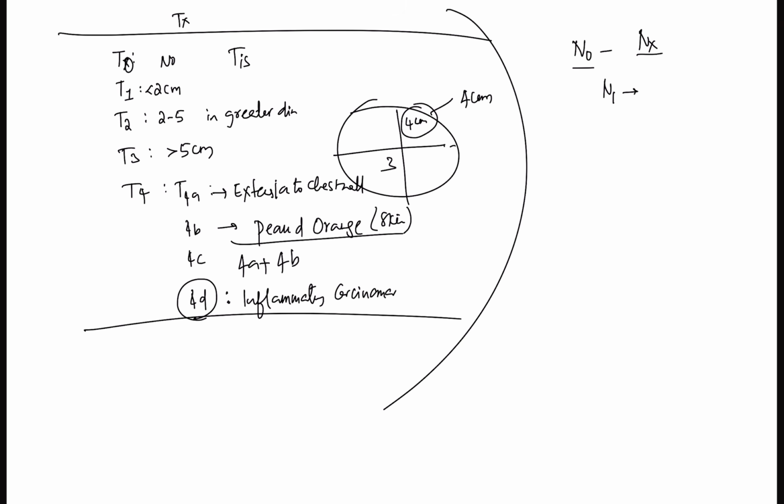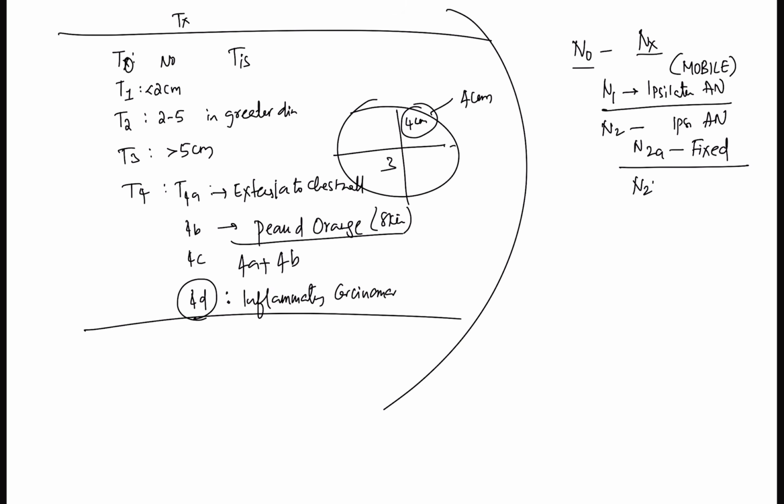N1 means metastasis to ipsilateral axillary lymph nodes. N2 means metastasis to ipsilateral axillary lymph nodes only, but in N1 these lymph nodes are mobile. In N2, there are segments like 2A. That means they are fixed to one another. It is again ipsilateral axillary lymph node, but they are fixed to one another.